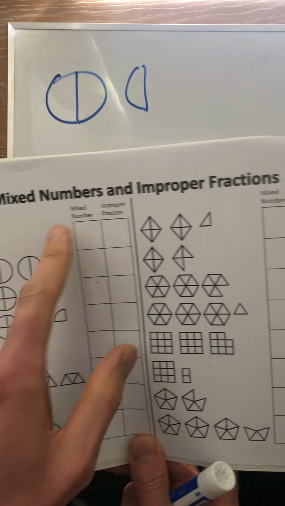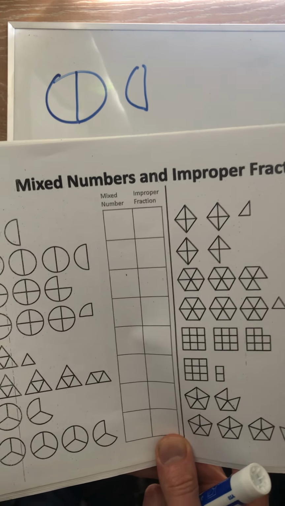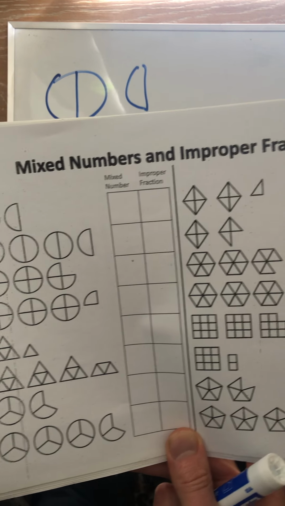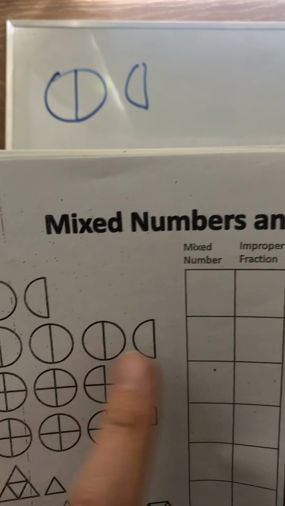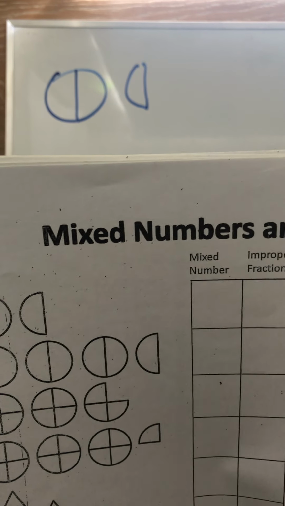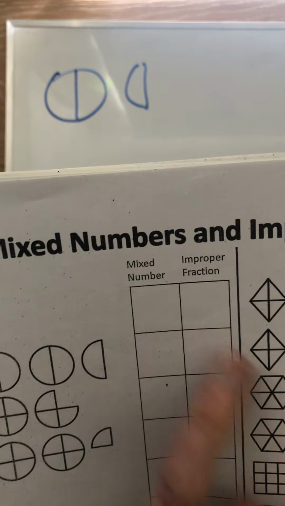Looks like this, mixed numbers and improper fractions. So we're still working on this idea of mixed numbers and improper fractions. If you see a problem like this, the first one, they want you to write the mixed number and then they want you to write the improper fraction.